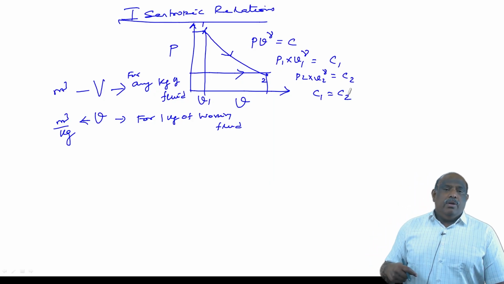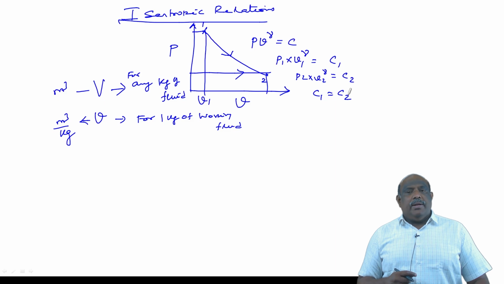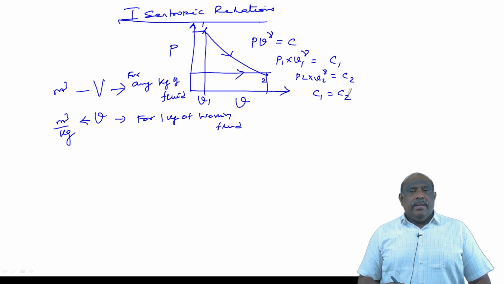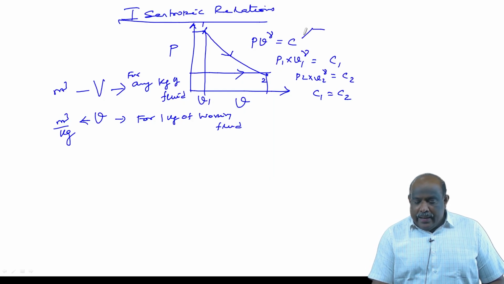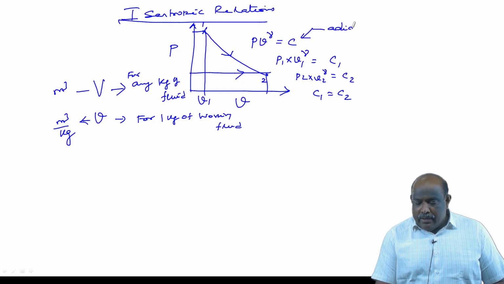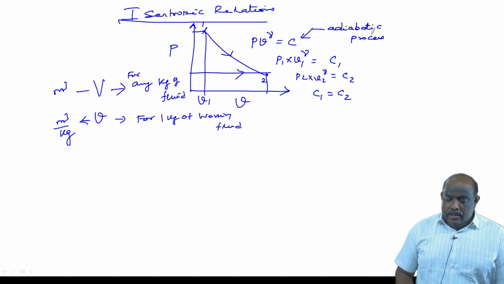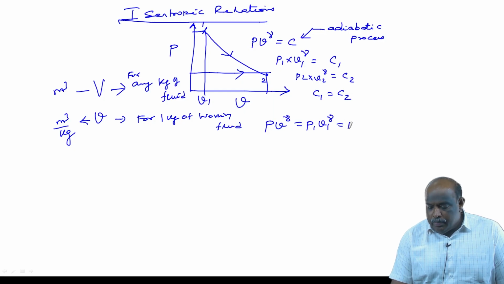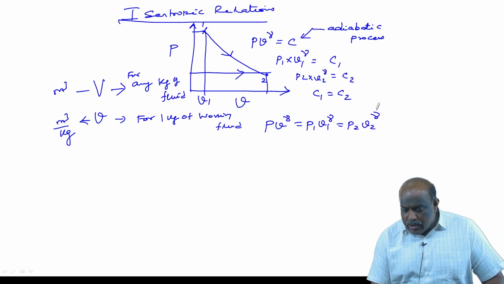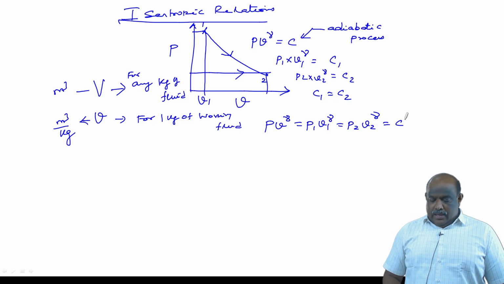This graph follows the equation PV power gamma equal to constant, which means that anywhere on this graph, including points 1 and 2, this equation will be obeyed. So this equation is the equation for an adiabatic process. Which means PV power gamma equals P1 V1 power gamma equals P2 V2 power gamma, which is also equal to a constant.